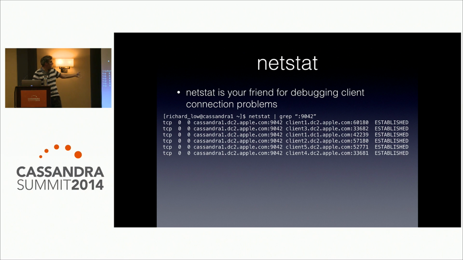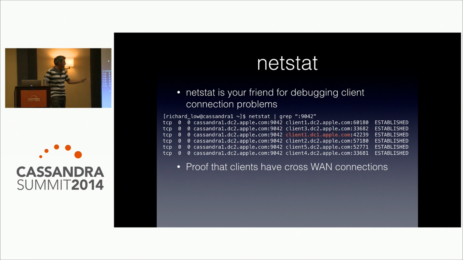So looking at these connections on the 9042, the native protocol port, there's this one guy that stands out in DC1. Everyone else is connected from DC2. This one's connected from DC1. So yes, there is a client which is connecting to the wrong DC. So we found what we expected, but why is it connecting to the wrong DC, and what does that mean?